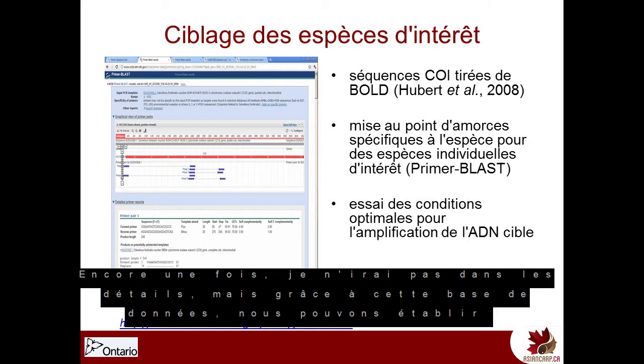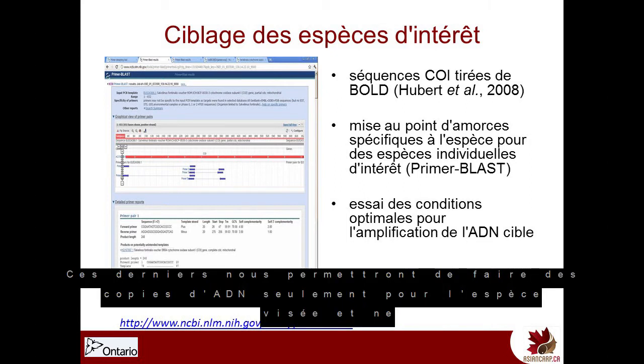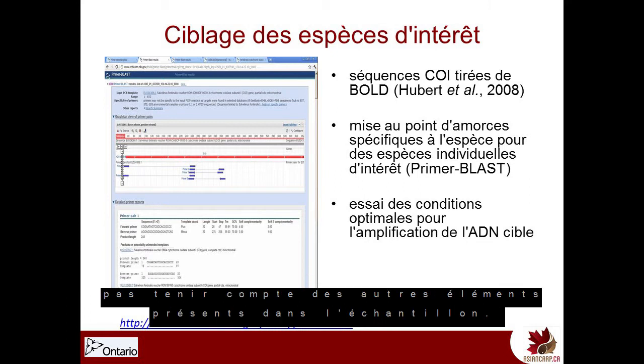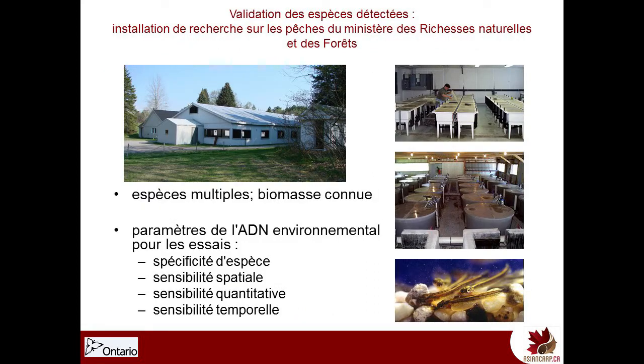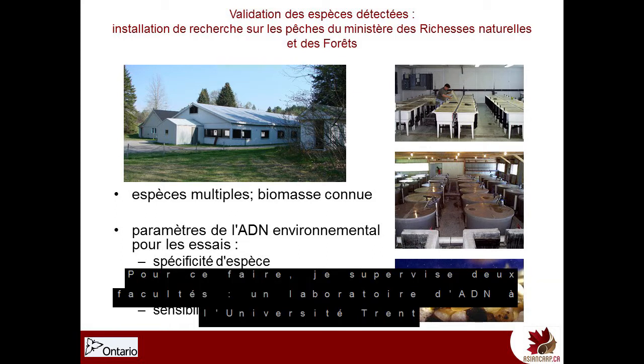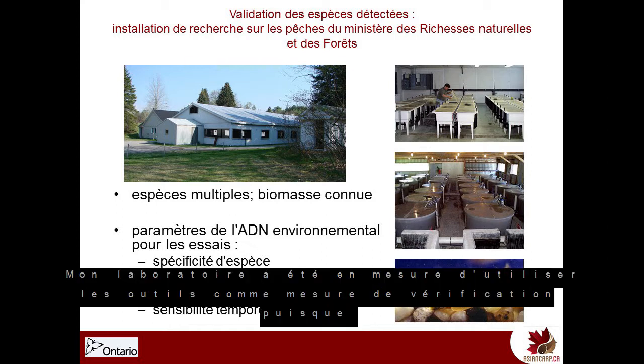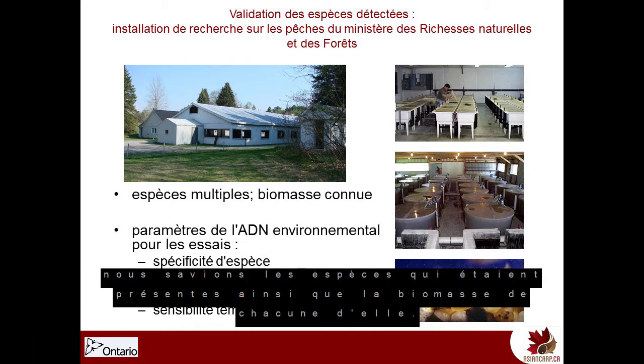So not going into detail here, but essentially from this database we can design these species-specific primers or markers that allow us to make copies only of the species we're interested in and ignore anything else that's present in that environmental sample. And a step from this, once you identify this, you then want to test out your tool and make sure it's working properly. So to do this, I oversee two facilities. One is a DNA lab at Trent University. The other is Ontario's Research Hatchery. And my lab was able to use this as a test facility because we know what species are there, where they are, the biomass of each.